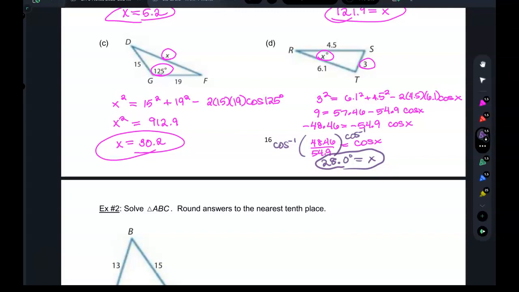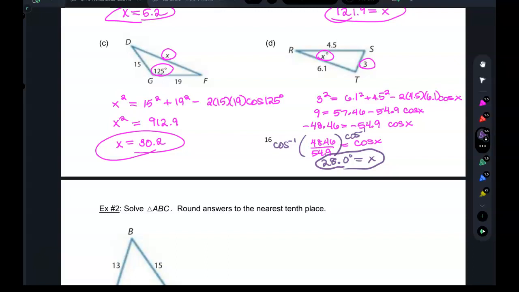Where's your calculator? Do you get 0.8? Then you do 0.8 times negative, and then the cosine inverse. What number is it? You just need to solve for 2 out of the 3 angles, and then you get the third.